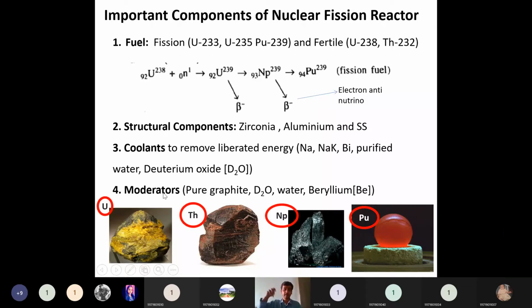And if, at the environmental conditions of the reactor, there is neutron absorption, then in order to moderate the neutrons, we have to collide them with moderators. Moderators like pure graphite, heavy water, water, and beryllium can also be used as a moderator in the reactors. So the uranium, thorium, neptunium, plutonium will be looking like this. These are all the nuclear materials which will be used as fuel inside the fission reactor.